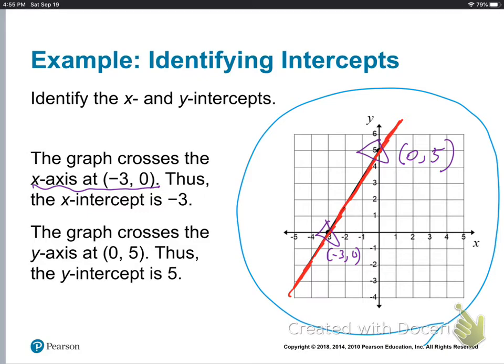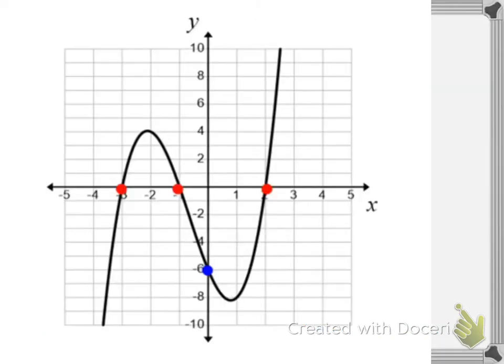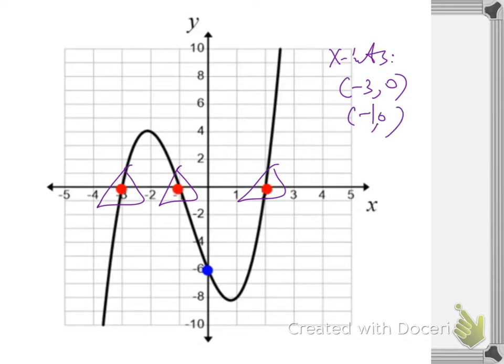So based on the picture, we can find the x and y intercepts. This is the line. Now let's look at a harder one, this curve. What are the x-intercepts? We have 3 x-intercepts. The first one is (-3, 0). The second one is (-1, 0). And the last one is (2, 0).